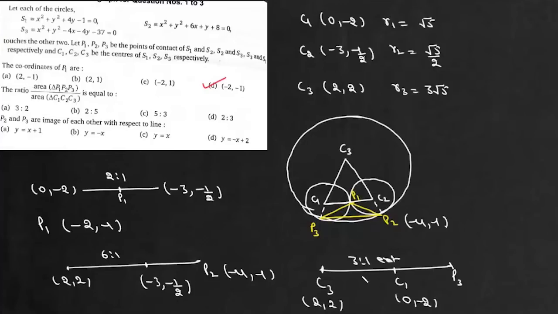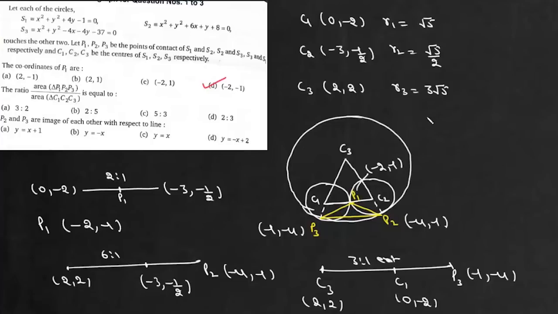So it will be 3 minus 2 upon 2. So this is minus 1. And here it is minus 6 minus 2, minus 8, minus 8 upon 2 is minus 4. So this point P3 is minus 1 comma minus 4. So now we have coordinates of all the 3 points. So this P1 is minus 2 comma minus 1. Now it says ratio of areas of these two triangles is.